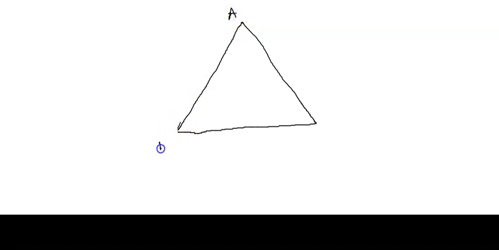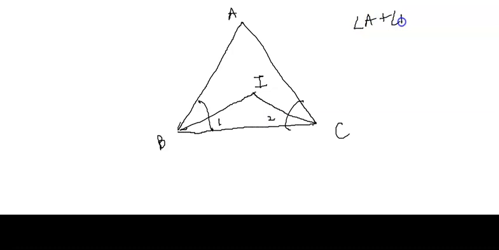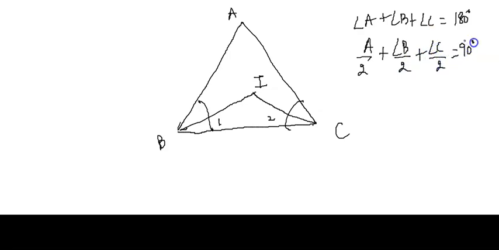Okay, so let us say this is triangle ABC and these are angle bisectors, and this point is I. This is angle 1, this is angle 2. We know that angle A plus angle B plus angle C will be equal to 180 degrees. So half of angle A plus half of angle B plus half of angle C will be equal to 90 degrees.